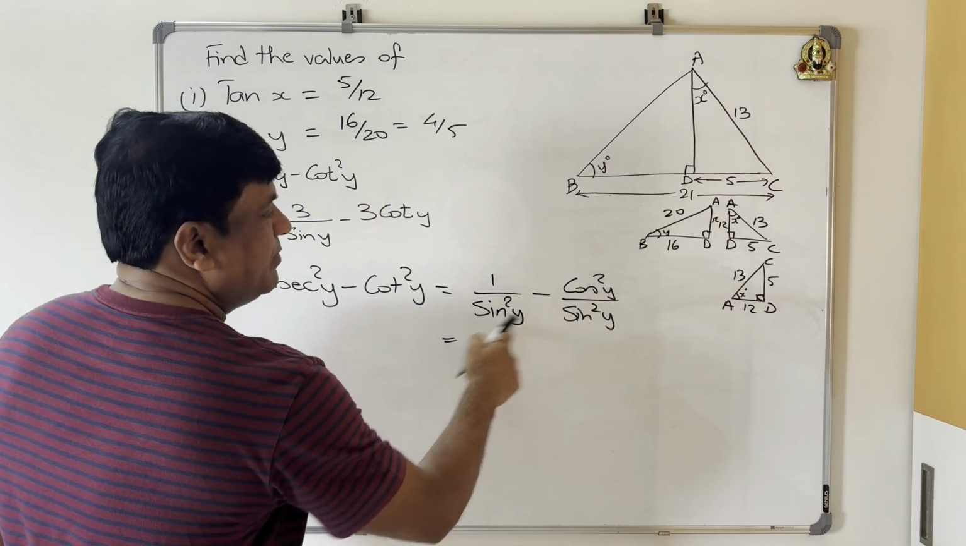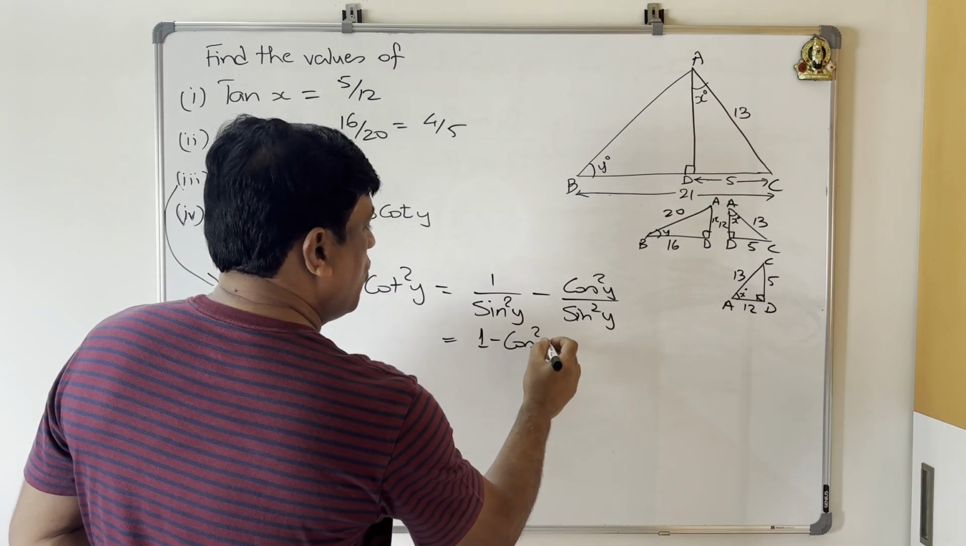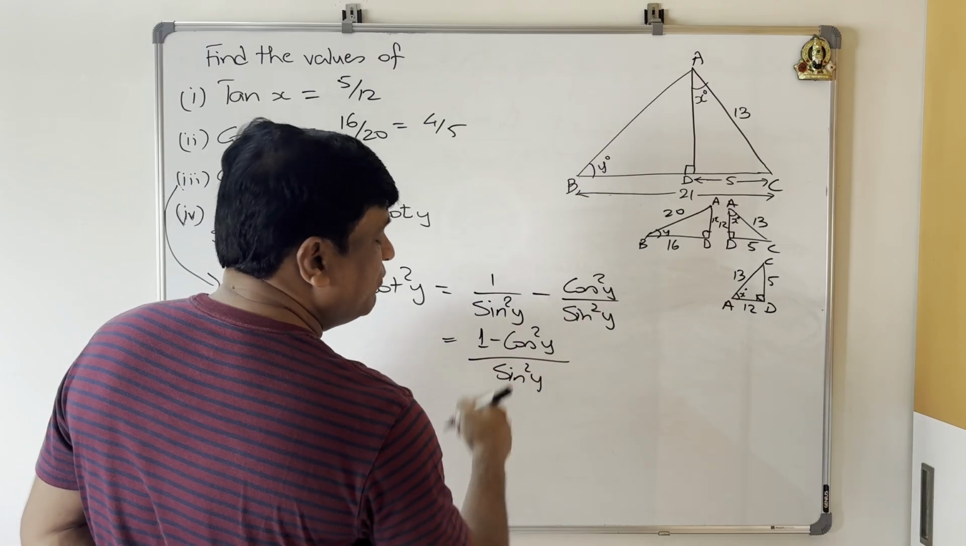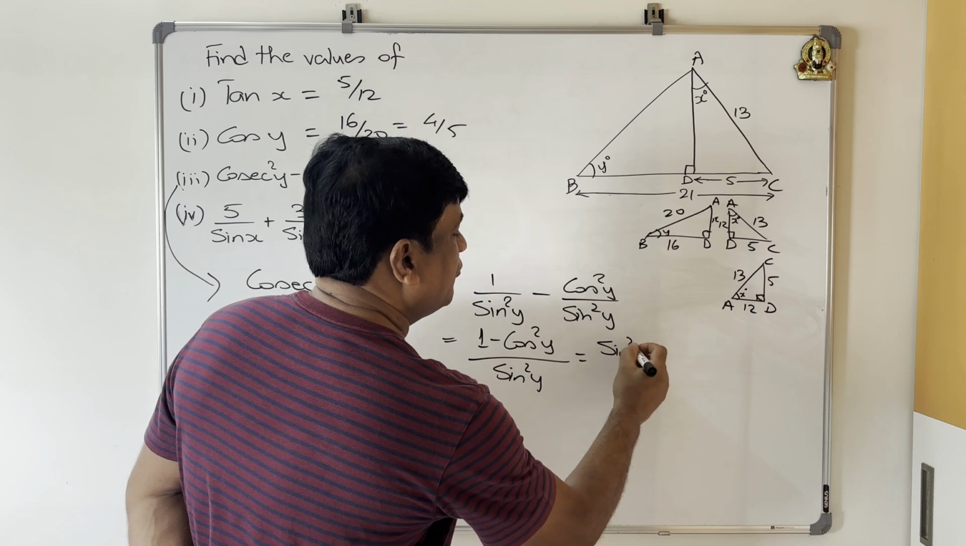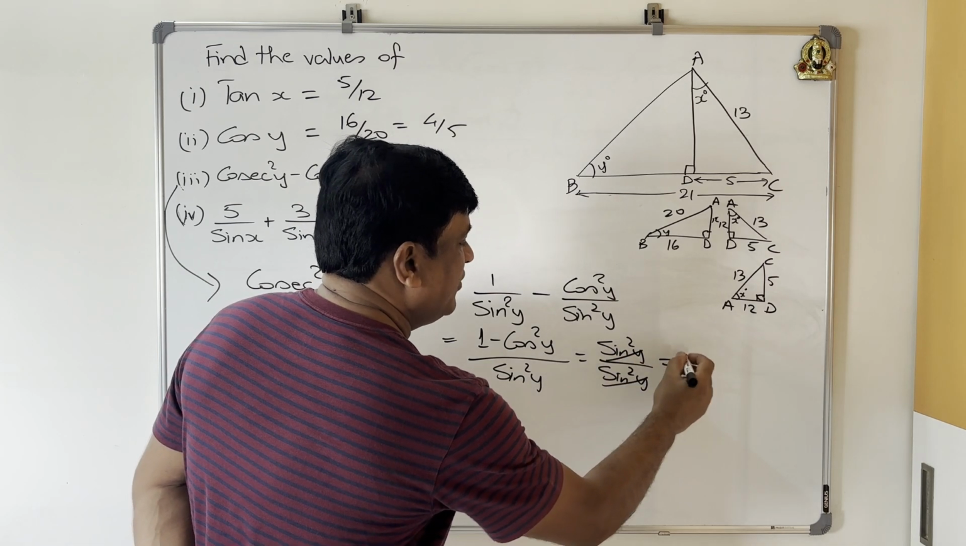Look at it. Your LCM is same. Can I write this one like this? 1 minus cos squared y divided by sine squared y. What is 1 minus cos squared y? 1 minus cos squared y is nothing but sine squared y. So divided by sine squared y will always give you 1.